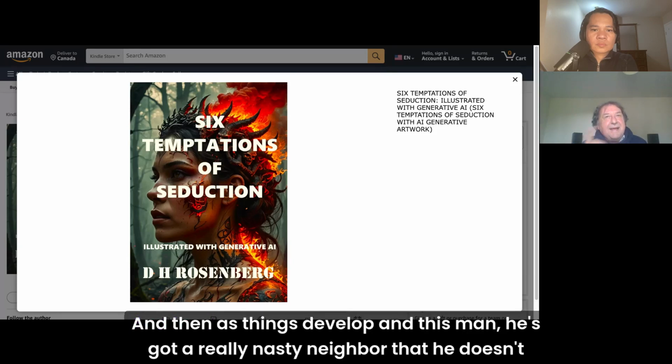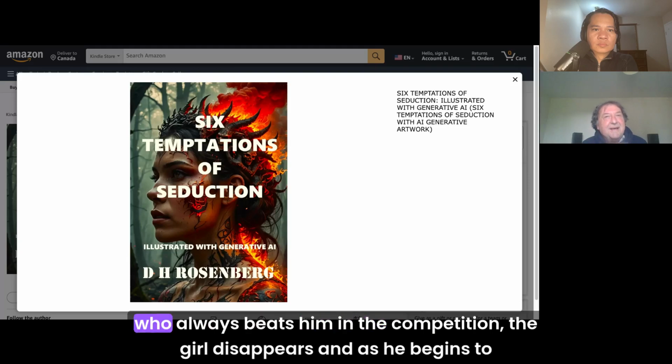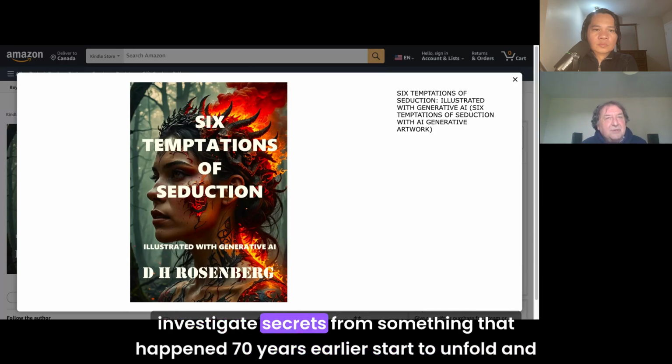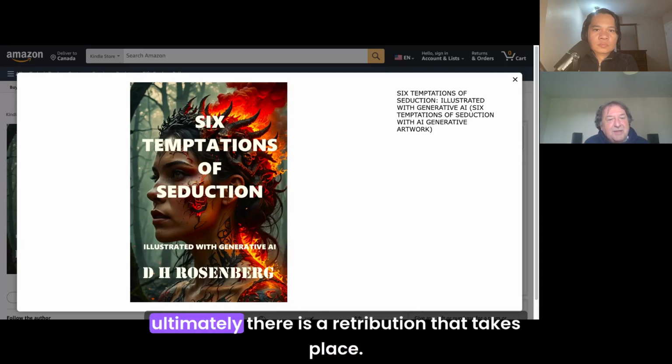And then as things develop, this man has a really nasty neighbour that he doesn't like, who always beats him in the competition. The girl disappears, and as he begins to investigate, secrets from something that happened 70 years earlier start to unfold, and ultimately there is a retribution that takes place.